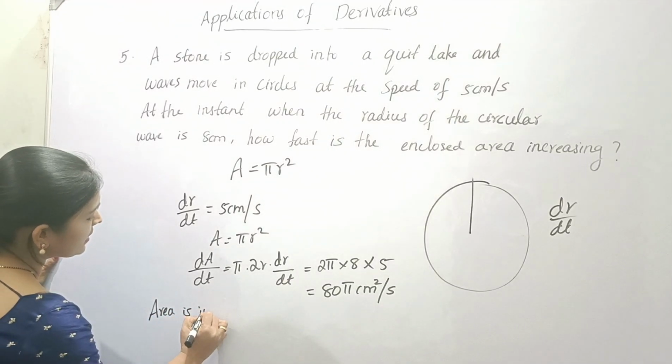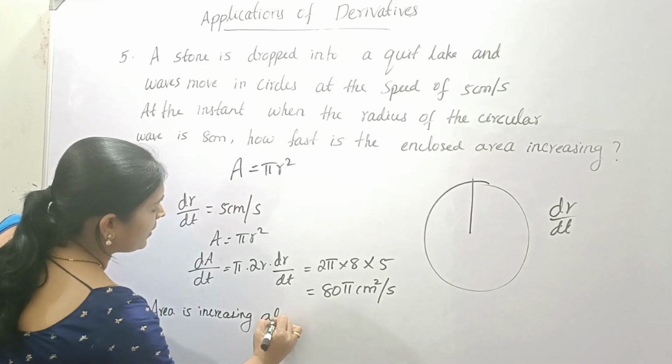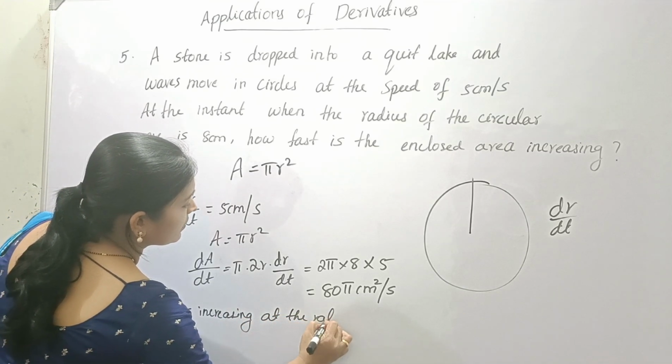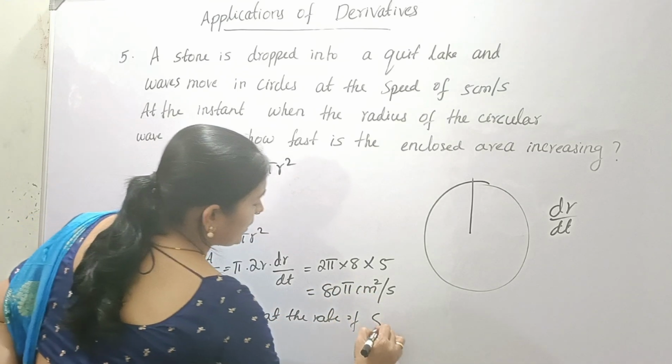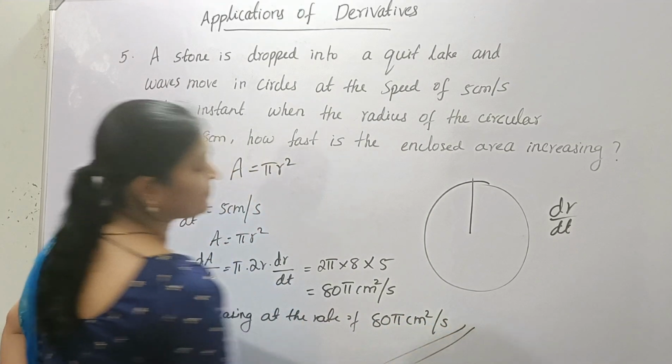Area is increasing at the rate of 80 pi centimeter square per second.